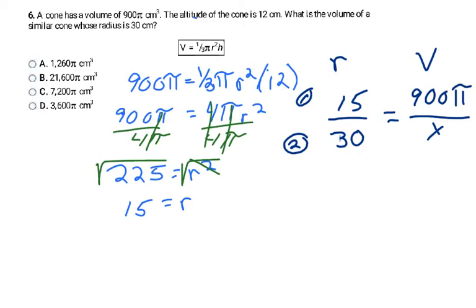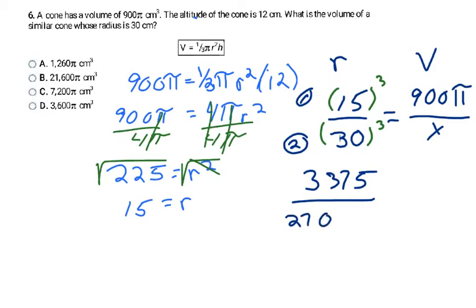And now we're going to have to go ahead and solve for that X, but this is where you have to remember that since the volume is cubed, because it's units cubed, in order to make these equivalent, we're going to have to cube the radius. So each of these numbers has to be cubed in order for us to use this proportion. So 15 cubed is 3,375, and 30 cubed is 27,000. And so that equals 900 pi over x.